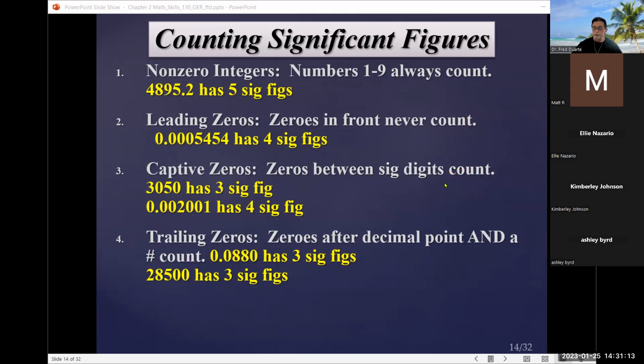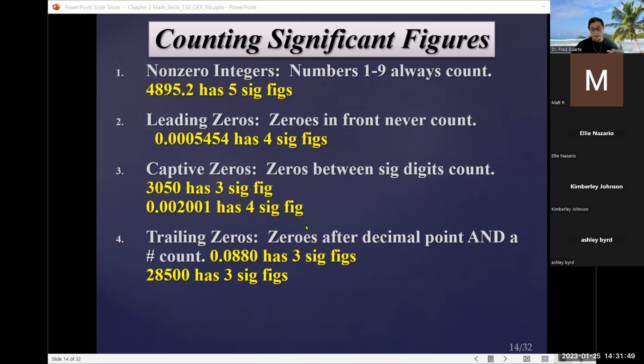So the last one here, 28,500, only has 3 sig figs. If you ask about the zeros, ask the questions: are there integers in front of the last 2 zeros? The answer is yes, there's a 5 in front of the zeros. Secondly, is there a decimal point anywhere in that number? The answer is no. And so those zeros don't count as being significant with respect to determining the accuracy of your answer.